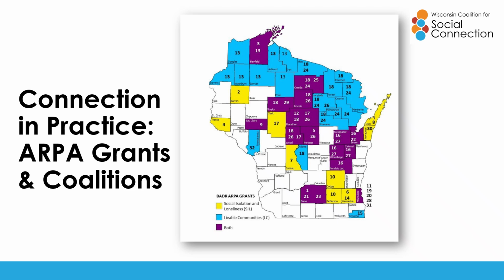A Wisconsin-based project that's important to mention, as it heavily relates to Wisconsin's commitment to reduce social isolation and loneliness for older adults and people with disabilities, is the American Rescue Plan Act grants that were awarded in 2024. 37 ARPA grants totaling almost $3 million were awarded throughout 42 counties in Wisconsin to reduce social isolation and loneliness and enhance livable communities. Grantees created or enhanced 23 coalitions for the purpose of project guidance and working together to reduce social isolation and loneliness and promote livable communities.